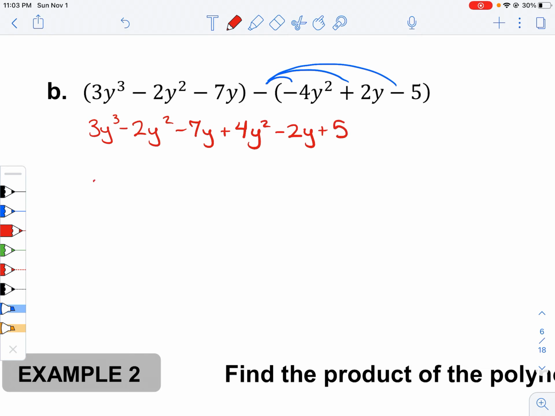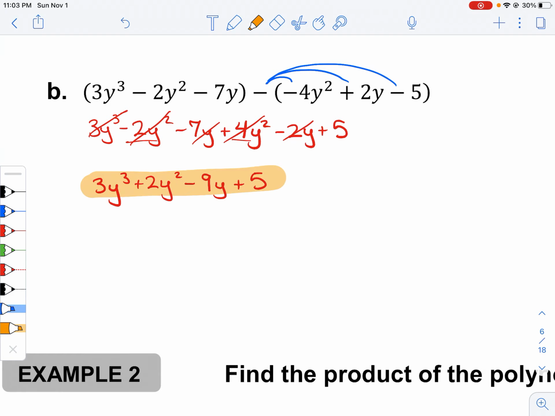I only see one y to the third. There's 2y squared, so negative 2 and a positive 4, so positive 2y squared. Negative 7 minus 2 would be a negative 9y plus 5. Again, make sure it's in standard form. Once it is, you're done.